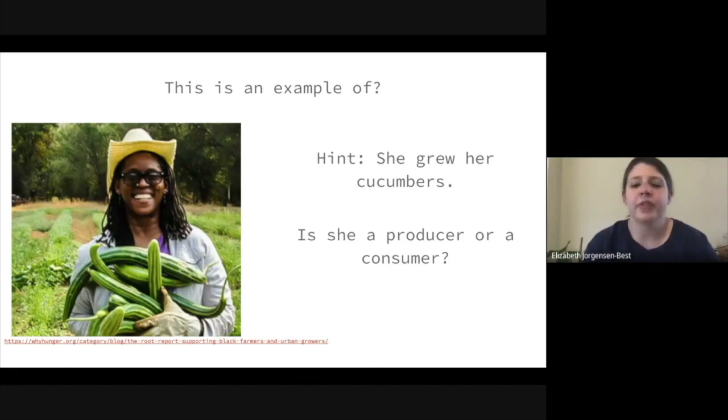This is an example of what? Your hint is she grew her cucumbers that she's holding in her hands. Yes, those are cucumbers. Is she a producer or is she a consumer? Great job. She is a producer.